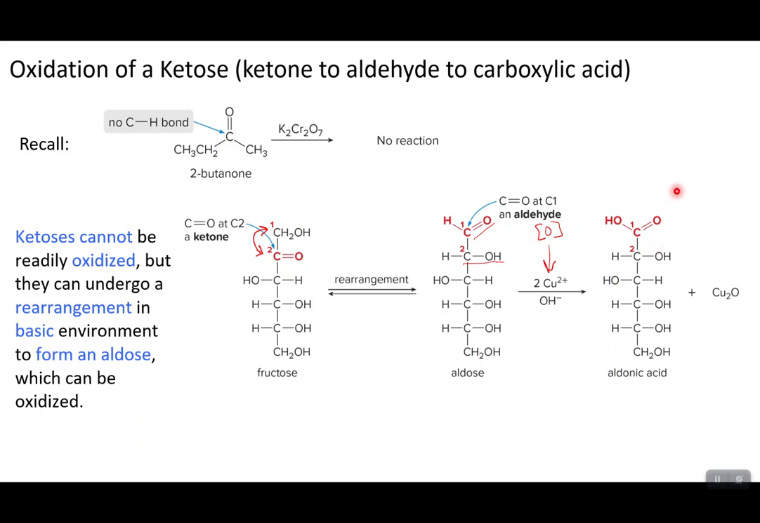So while ketoses, species that have a ketone, are not readily oxidized, when it rearranges, this species can then be oxidized. And this is how we can go from a ketose, or a species that has a ketone, to a species that has a carboxylic acid, because there's this rearrangement as an intermediate.